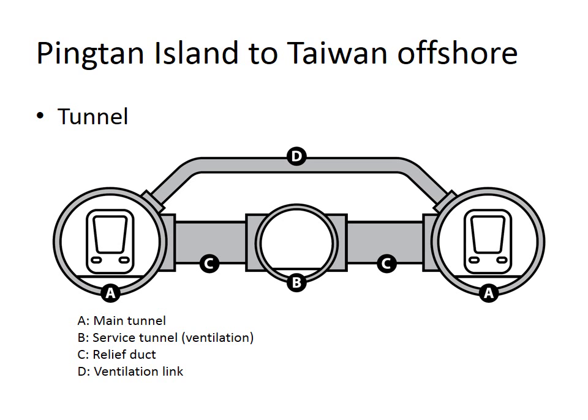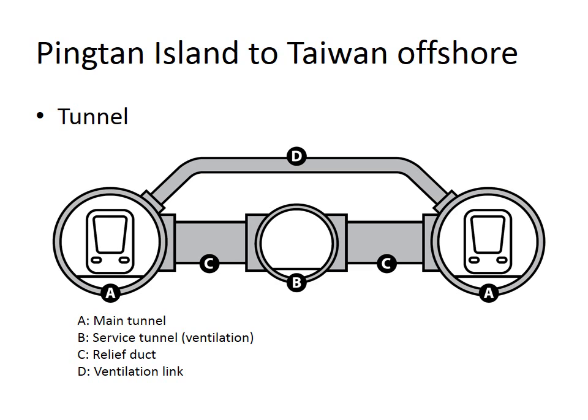And this will be the most difficult part of this project. A cross-harbor tunnel will be built from Pingtan Island to the Taiwan offshore. And we can see from the figure this section view of the tunnel. There are majorly 4 components in the tunnel. There will be 3 tubes and the connection components to the tubes.